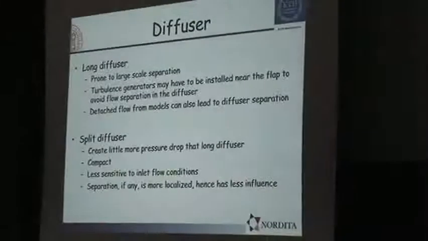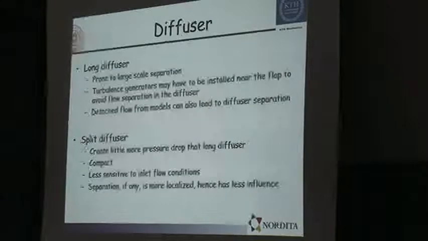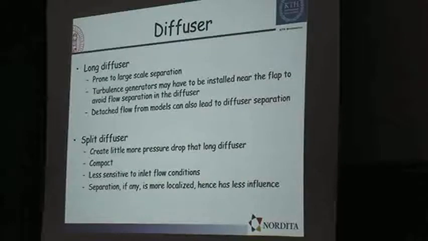Now, downstream of the test section, you have a diffuser, and there are two main types of diffusers used for these applications: long diffusers and split diffusers. Long diffusers, as you are going to see here in the MTL, are fairly prone to large scale separation. When you have a flap like that, the flap also introduces some perturbation here in the back, and when you have perturbation going into a diffuser, you can generate large scale separation.